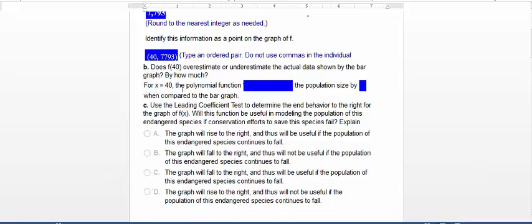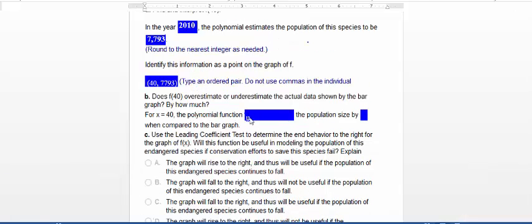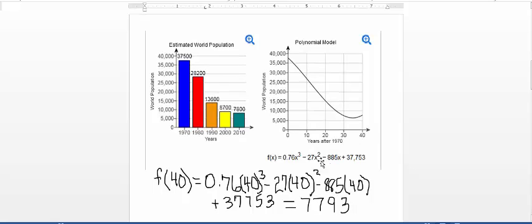So the polynomial function for x equal 40, since 7,793 is smaller than 7,800, underestimates the population size by, and when I subtract 7,793 from 7,800, I get 7. So it underestimates the population size by 7. The difference between those two numbers is 7. And that 7 is an underestimation.